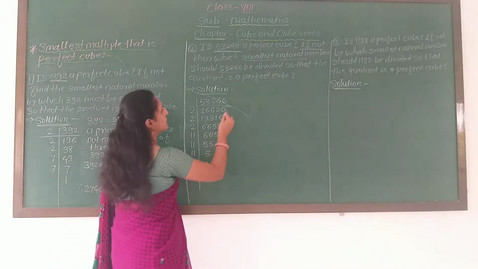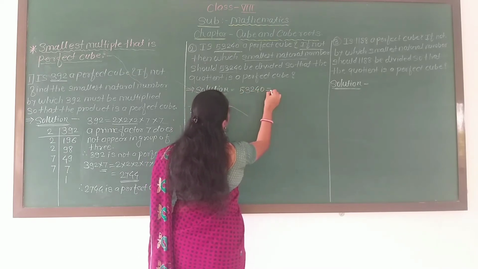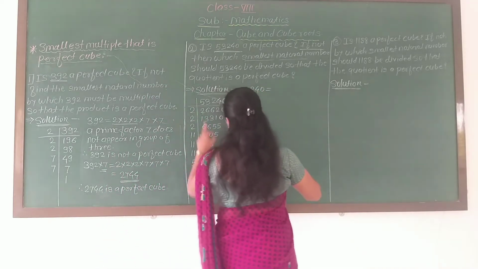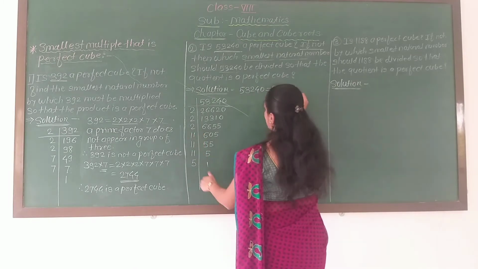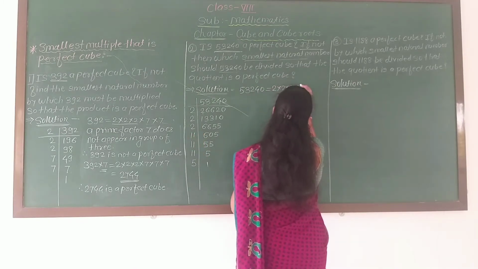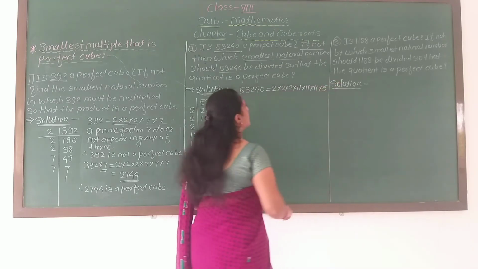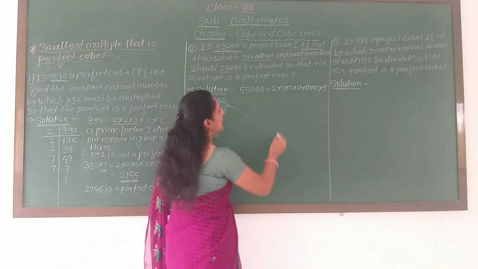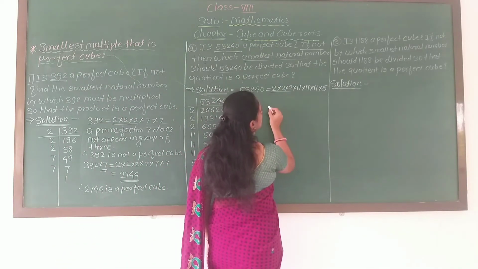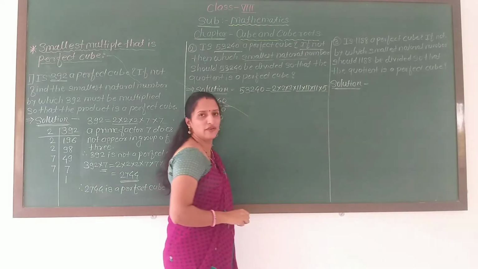That means here we get the prime factors of 53,240 as 2 into 2 into 2 into 11 into 11 into 11 into 5. So look at the prime factors. Try to find the triplets. Here we get a triplet of 2, a triplet of 11, but there is no triplet for 5.